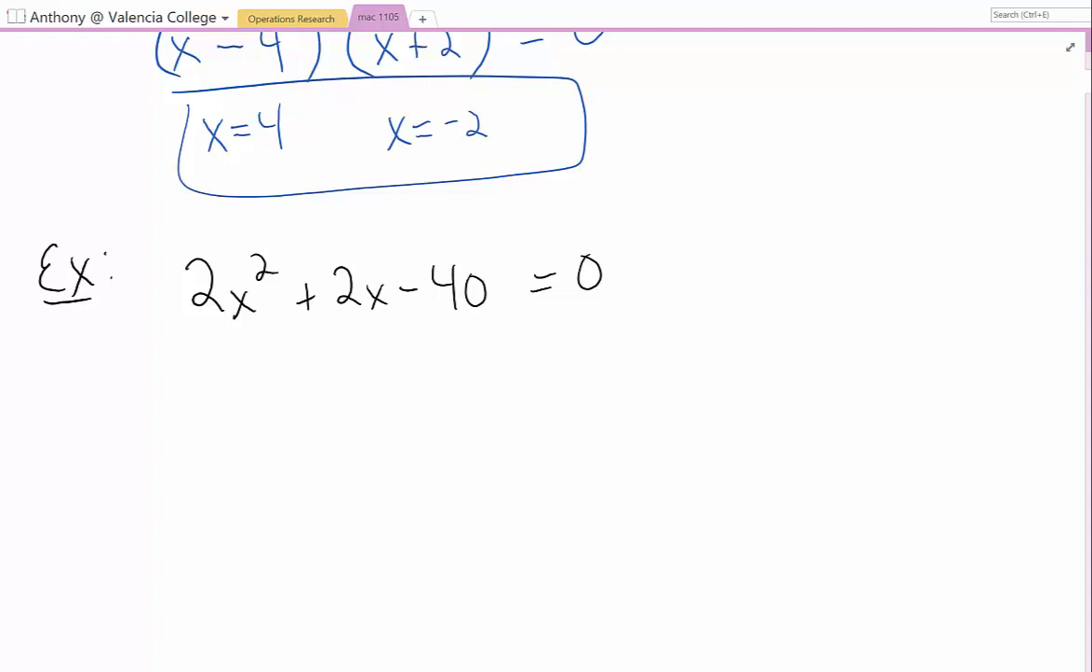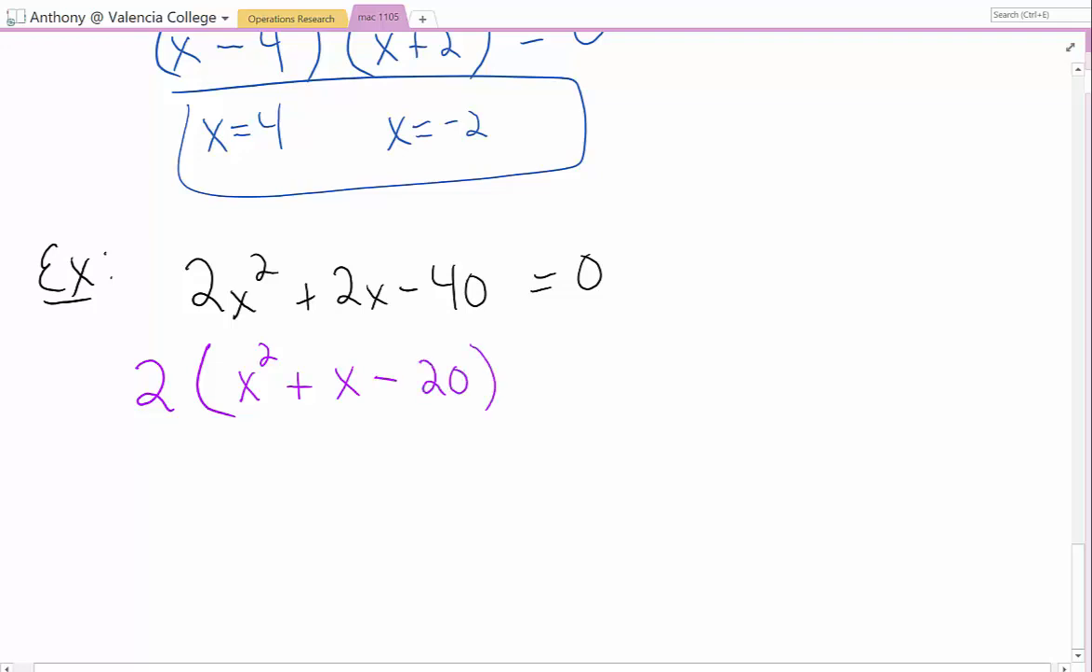So let's do exactly that. If we factor out a 2, what's remaining? 2x squared divided by 2 is an x squared, plus 2x divided by 2 is a plus 1x, and then a negative 40 divided by 2 leaves us with a negative 20. That equals 0.